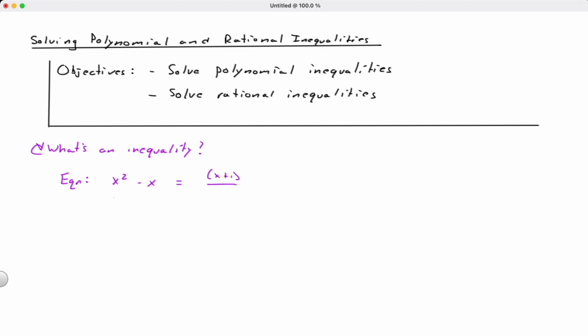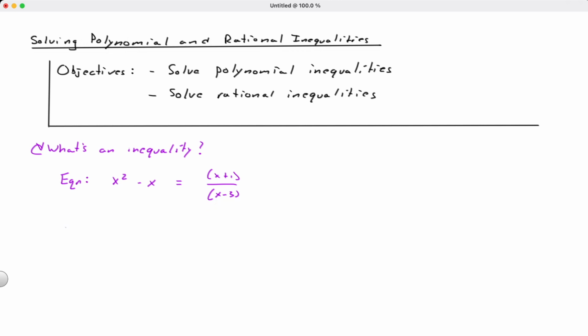And on the left here, I've written a polynomial. On the right here, I've written a rational expression. But this is all just general. The idea is that we want to figure out what values of x will make this expression on the left equivalent or equal to this value on the right. That's why we call them an equation.